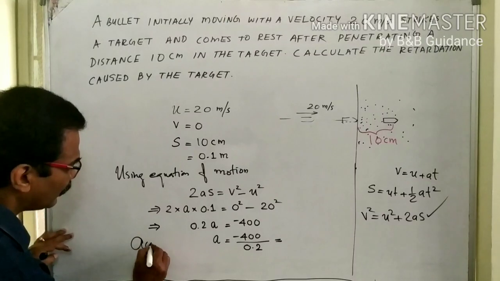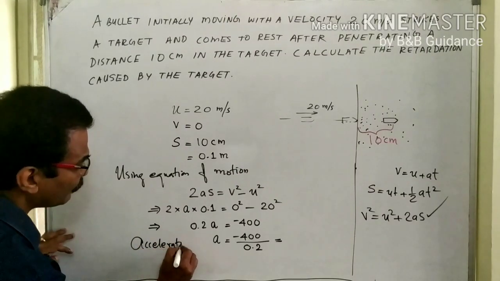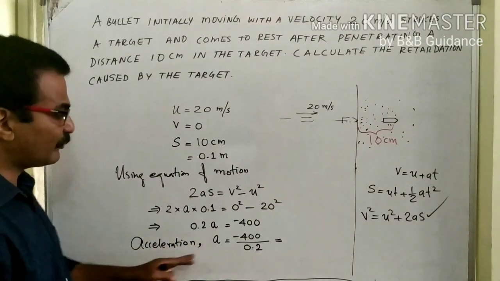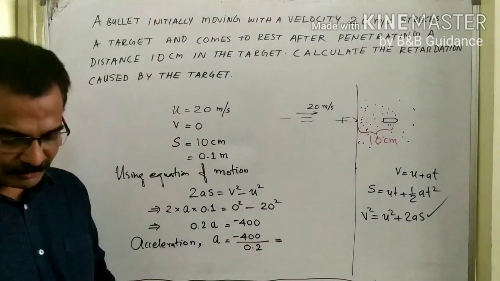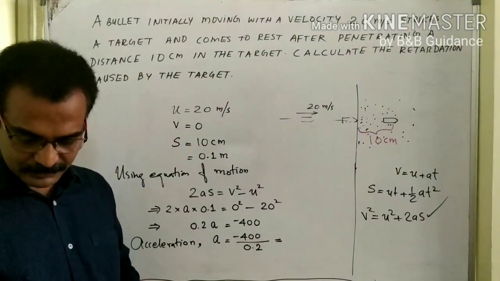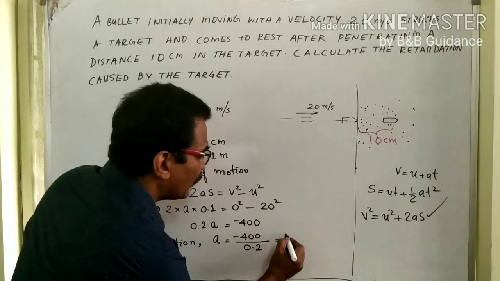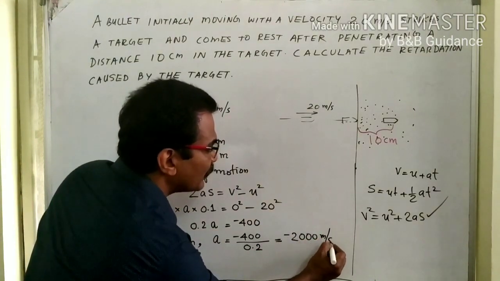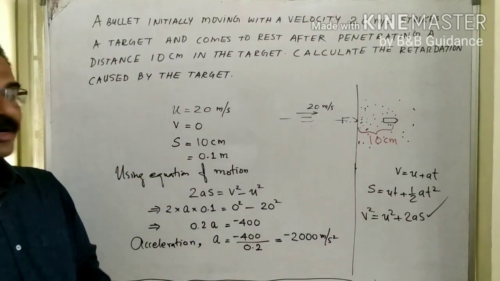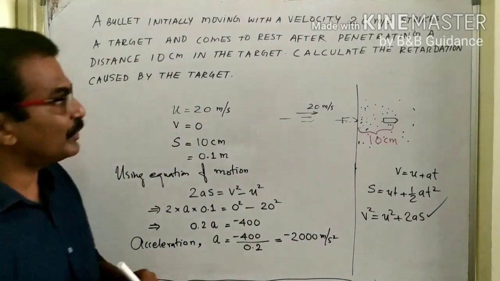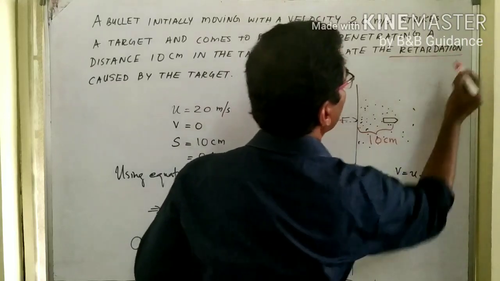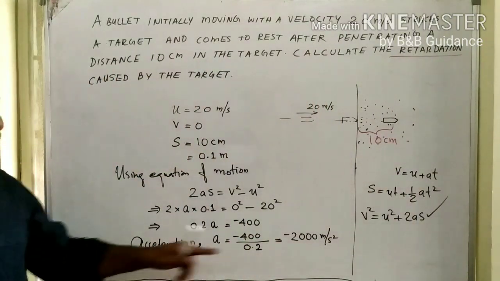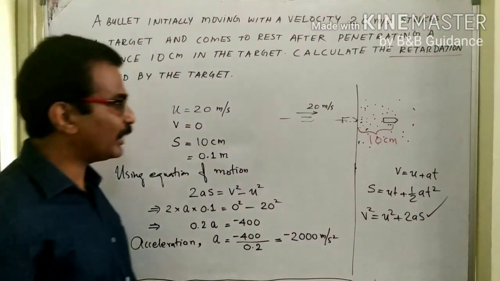This is nothing but the acceleration you get. Acceleration a is equal to, divide and tell me, be fast. Negative 2000 meter per second squared. What is their question? In their question they ask you to find the retardation, not acceleration.